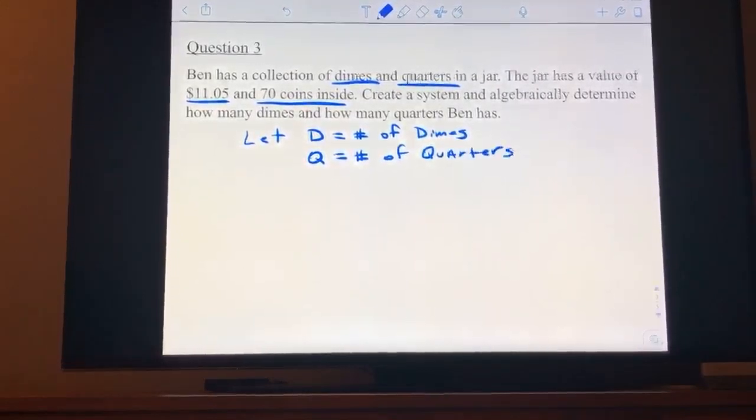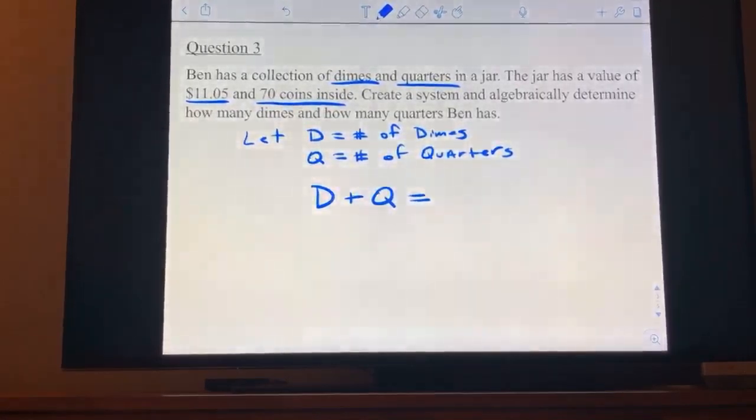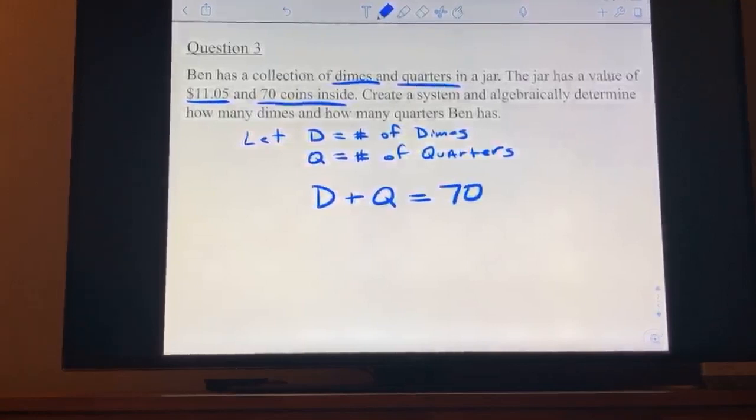Okay, so if I have a total of 70 coins, I'm not incorporating any value. There's no money involved. There's no coefficients. Doesn't matter that a dime is 10 cents. That's just simply counting, how many dimes do I have plus how many quarters, and that should be equal to 70.